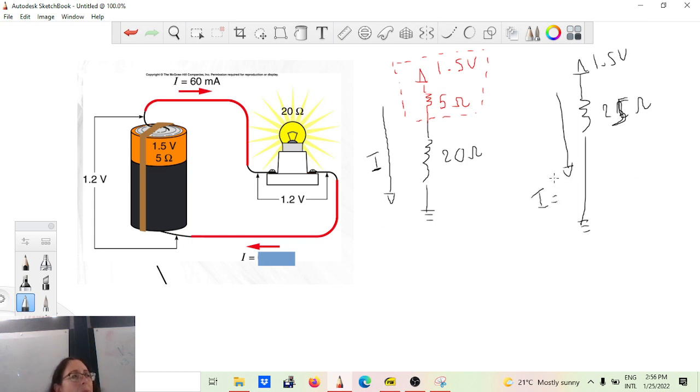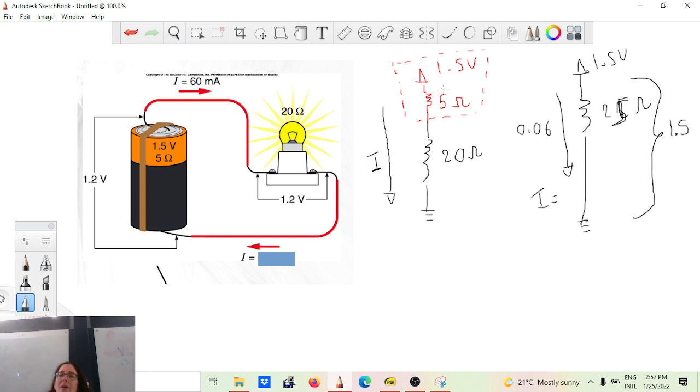So it's going to be what? 0.06. 0.06, are you sure? Everyone is sure? So the voltage drop is 1.5. So the current here is 1.5 divided by 25. That's going to be 0.06. There is no more decimal. Just 0.06. Do you all agree?